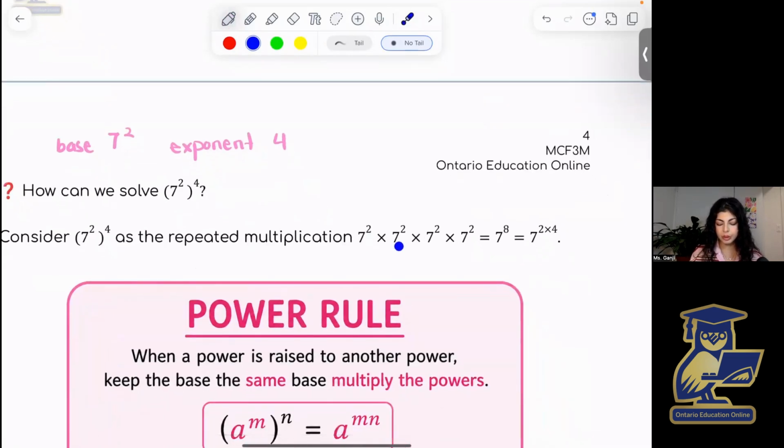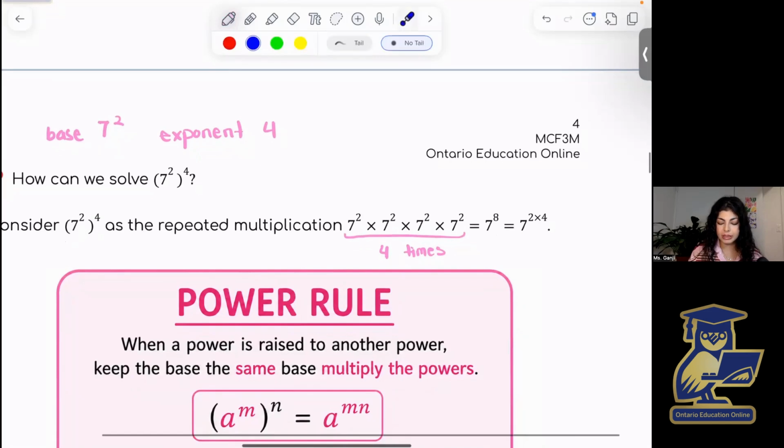So 7 to the power of 2 times 7 to the power of 2 times 7 to the power of 2 times 7 to the power of 2, 4 times. This is 4 times. And now we're just applying the product rule, right? Because these are the same base multiplied. And now 2 plus 2 plus 2 plus 2 is 8. But really, this was also 2 times 4.